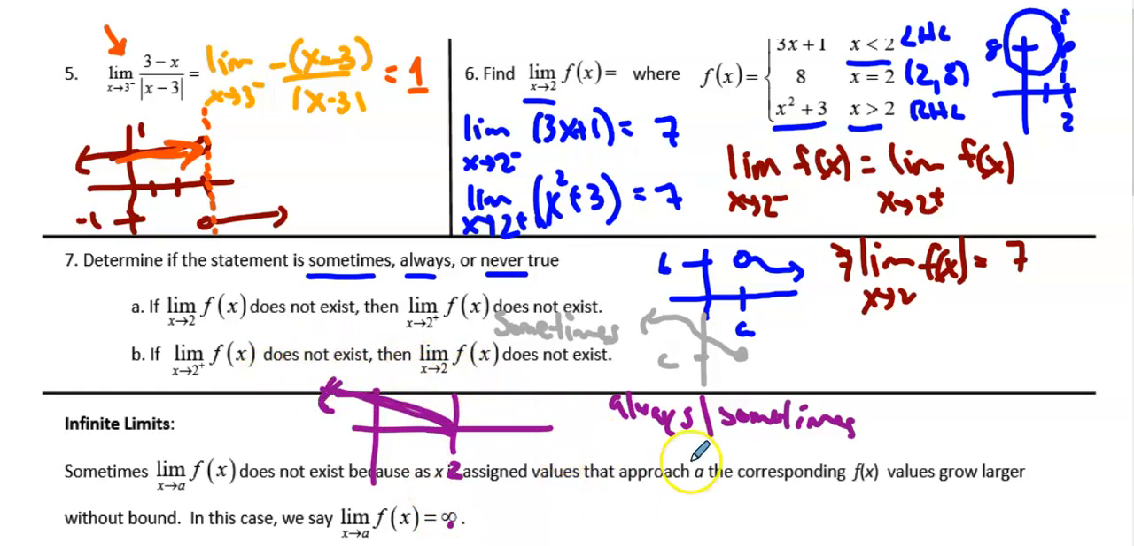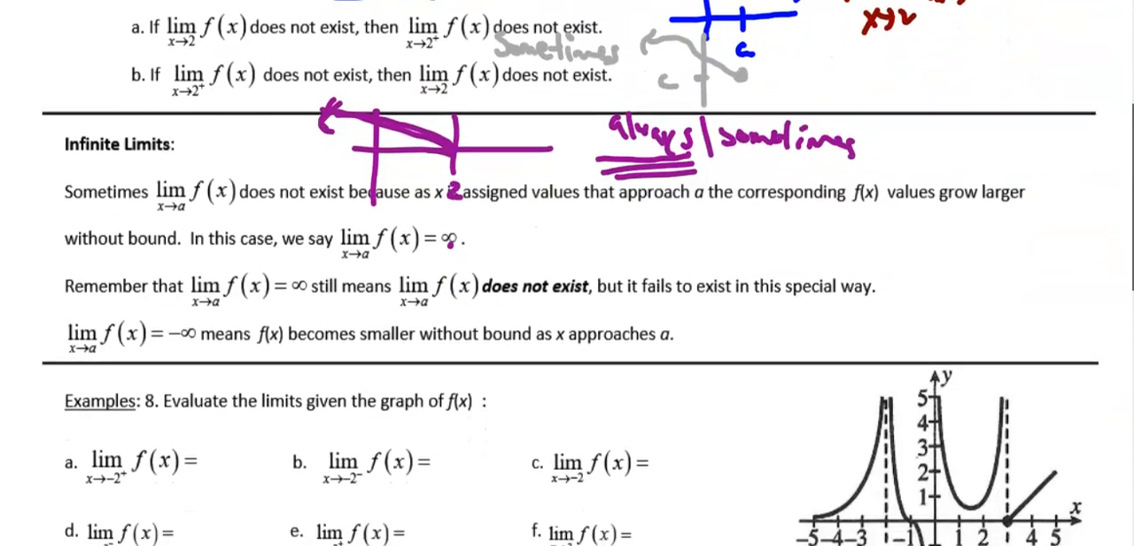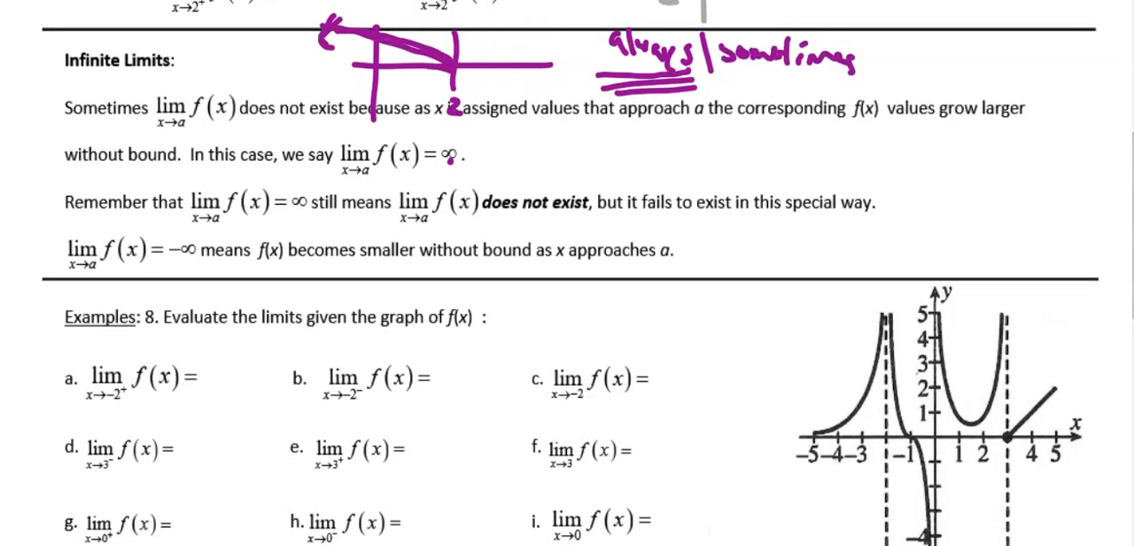I know this is really confusing, so I'm just going to tell you right now that for our purposes, we're going to say always. So what I want you guys to get out of this is if the left-hand limit or the right-hand limit doesn't exist, then just assume in this class that the overall limit will not exist. Okay, so we're going to say always. We're not going to get into a conversation about the endpoint limits. Okay, 2 more examples. We're going to talk about infinite limits now.